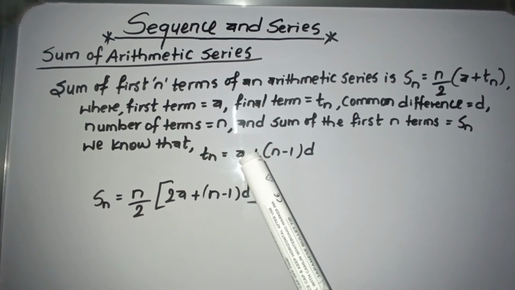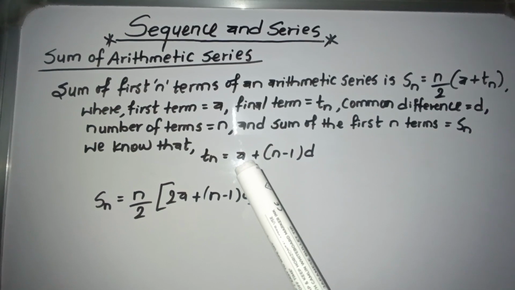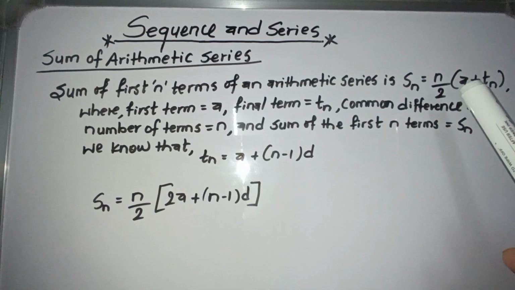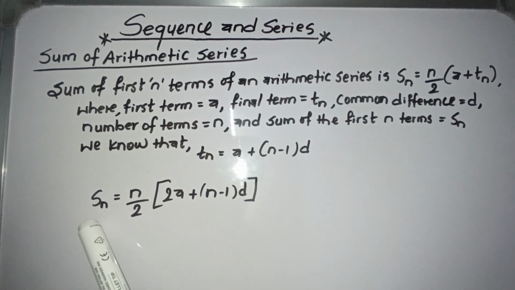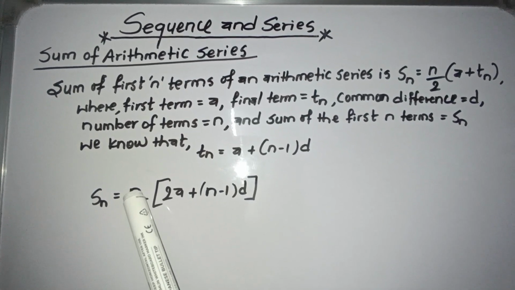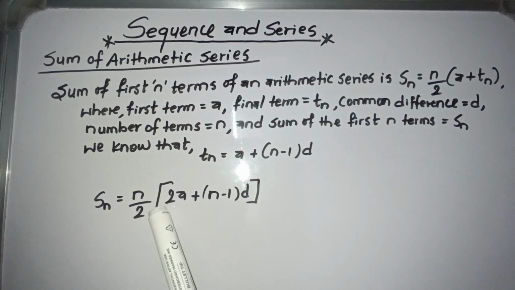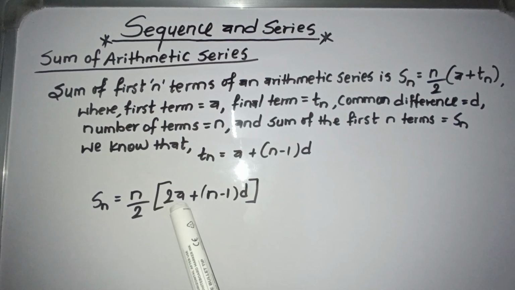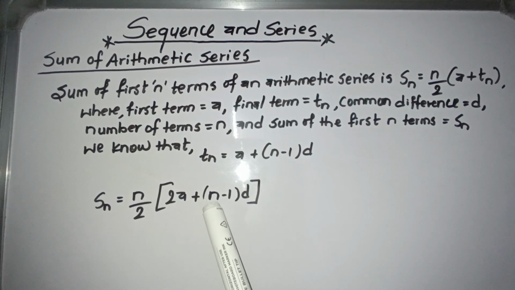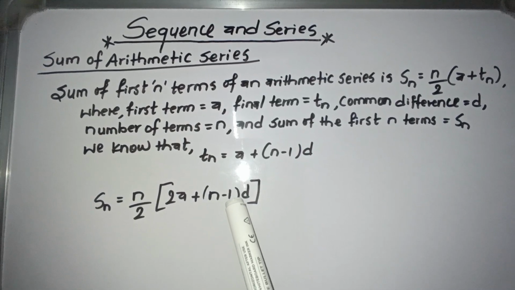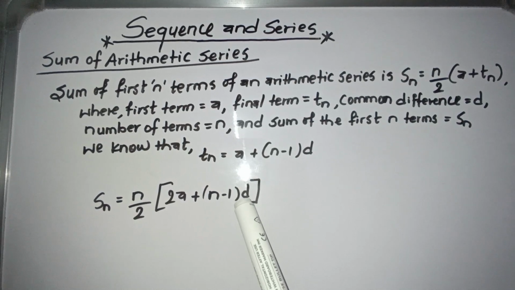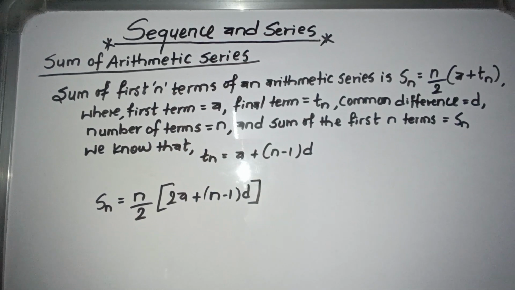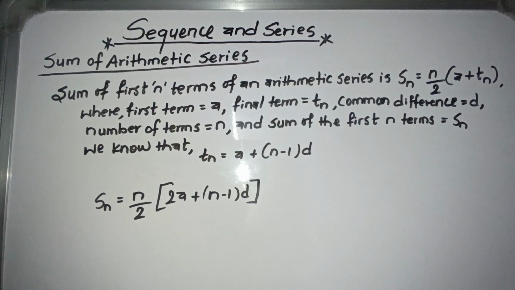Then substituting this tn's value in this equation, we get the sum of the arithmetic series Sn is equal to n by 2 big bracket 2a plus small bracket n minus 1 close this bracket and d close big bracket.